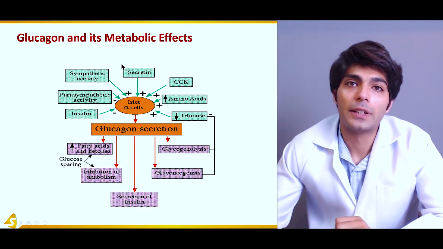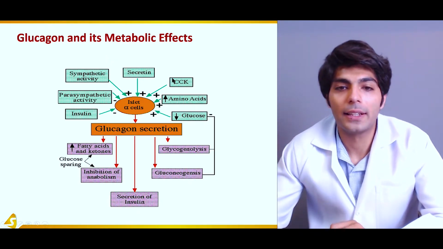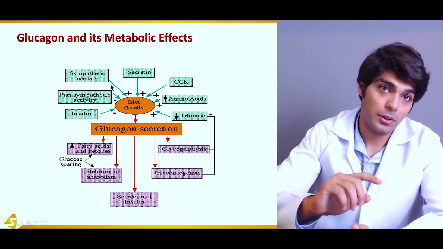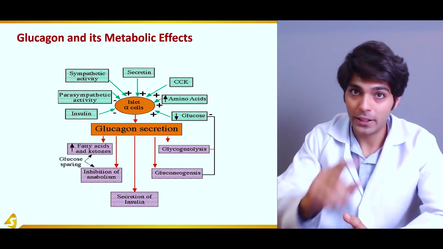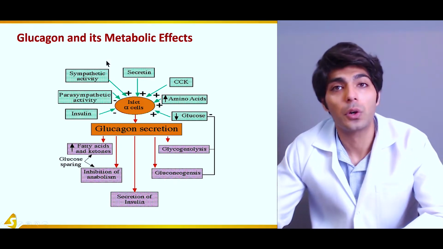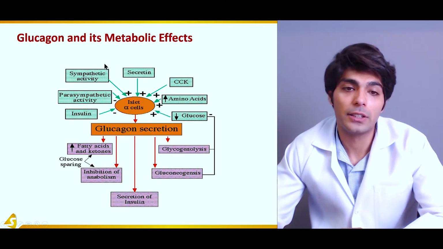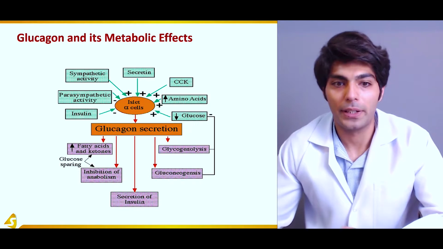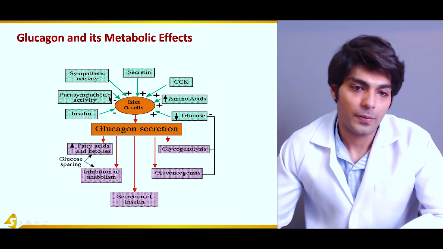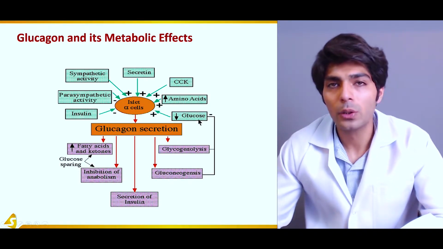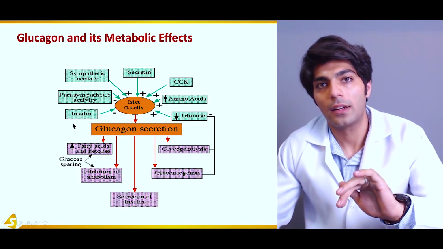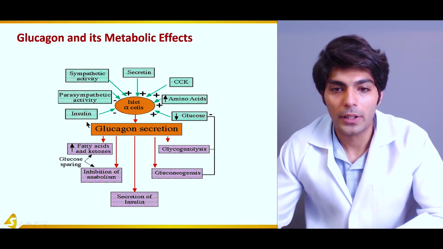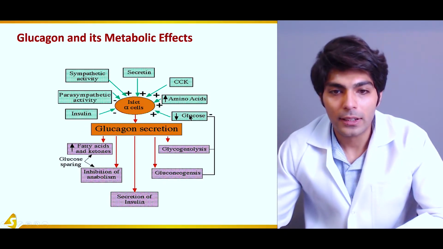There's a release of secretin and cholecystokinin. These are the two hormones, and the sympathetic activity. While in the insulin secretion, sympathetic activity inhibited the insulin secretion, while in glucagon, it increases the release of the glucagon, and parasympathetic activity has the opposite effect, inhibiting the release of glucagon. Once the insulin levels are high, then the glucagon levels start to fall down. So these are the stimulating factors.